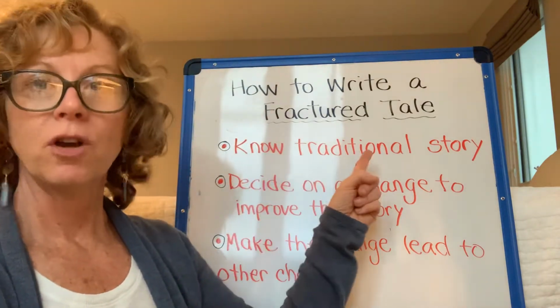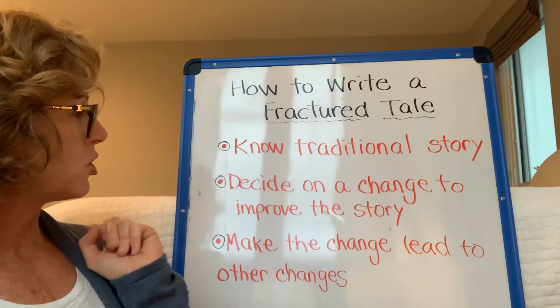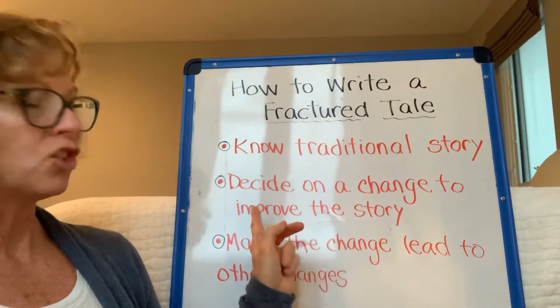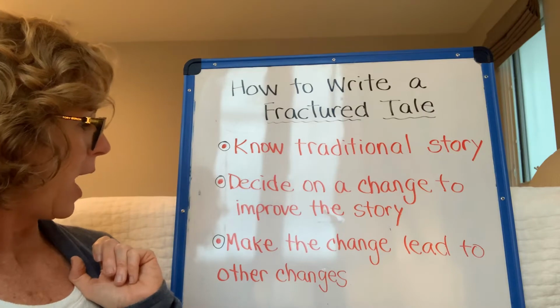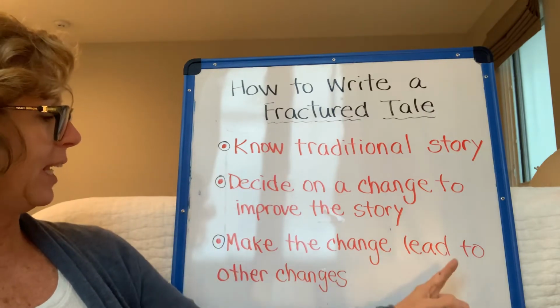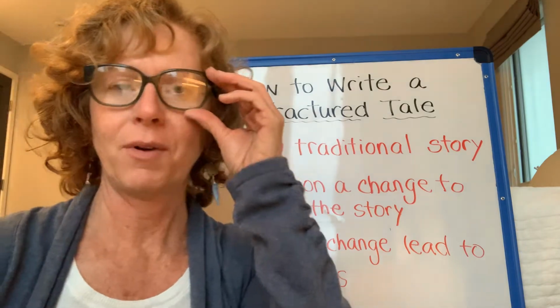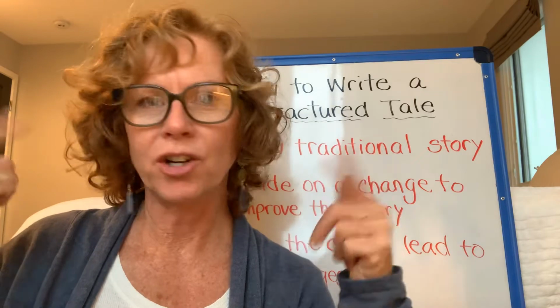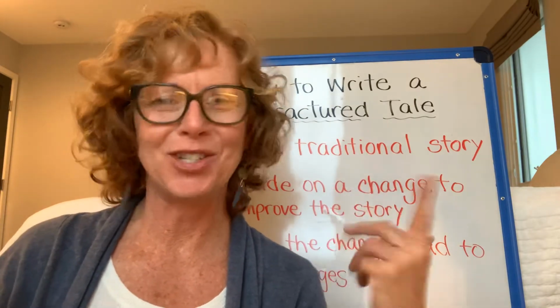Make sure you know the traditional story. Make sure you decide on a change to improve the story. And make sure that the change leads to other changes. All right? So you're going to be changing the characters, the events, and the problem. I cannot wait. So get your minds going and those creative juices flowing, and start thinking, start brainstorming some great changes you could do to one of these fairy tales. All right, I can't wait to see these.